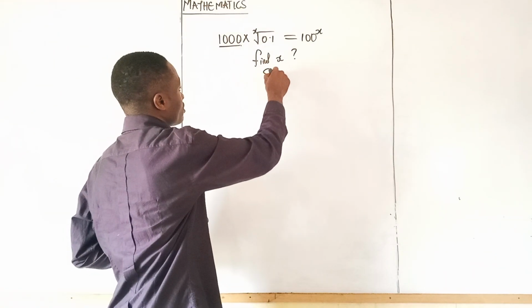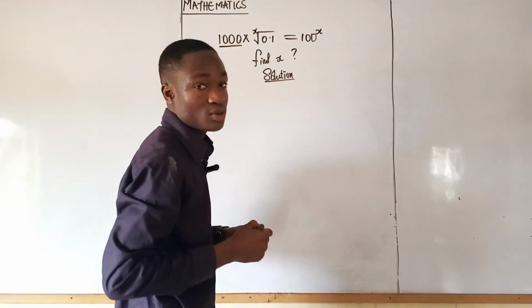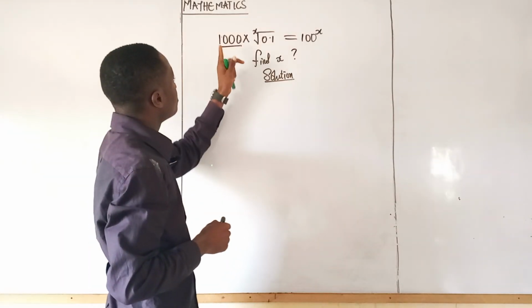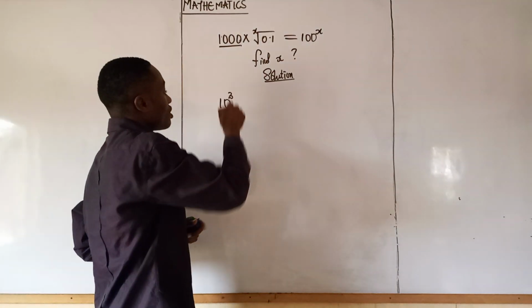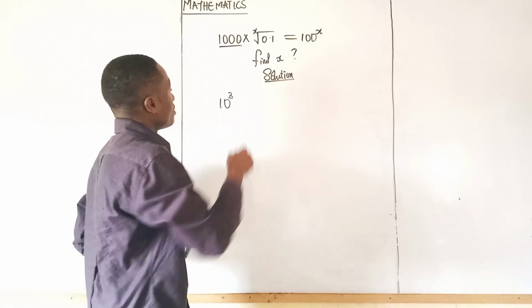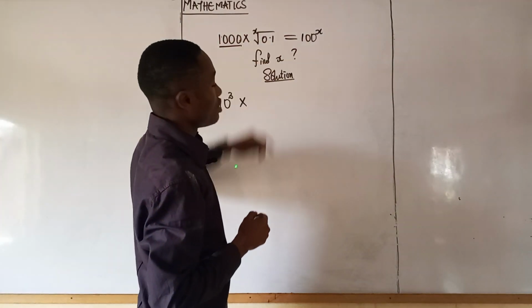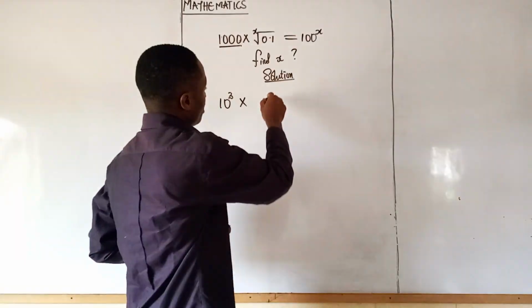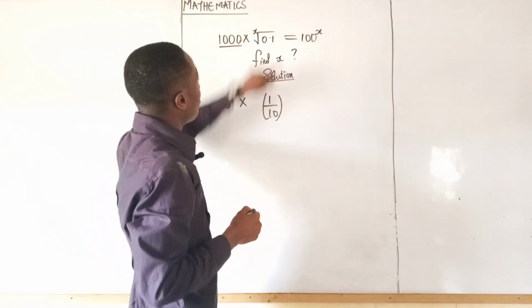Now watch this. Solution first, because every problem has its solution. Now if you watch this, 1000 can be expressed as what? 10 to the power of what? 3, right? Times. Now, if you watch this, this is 0.1. 0.1 can be expressed as 1 all over 10.